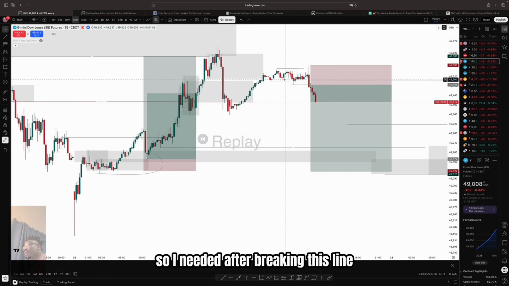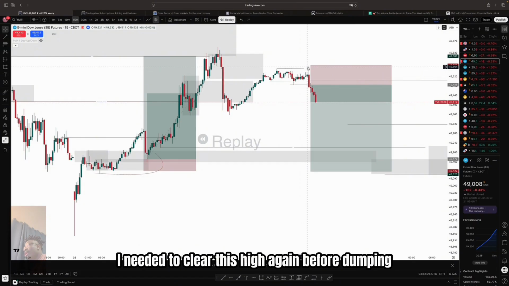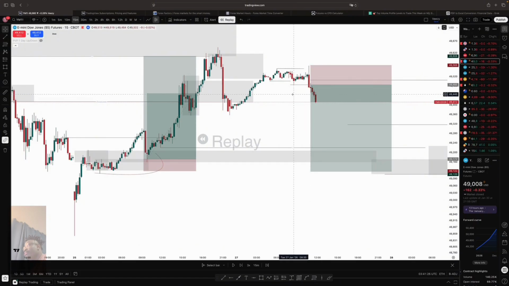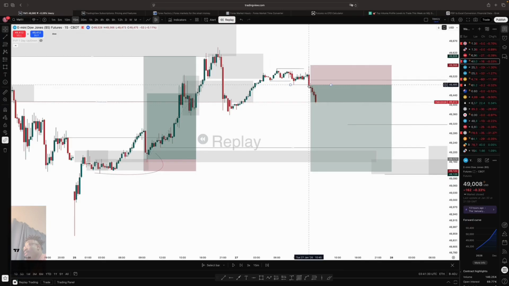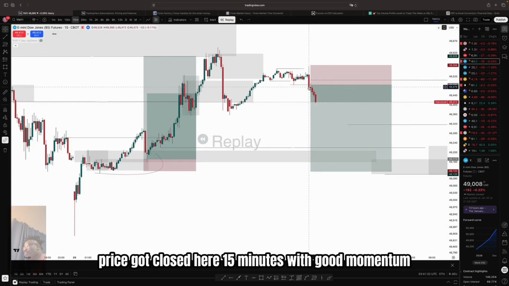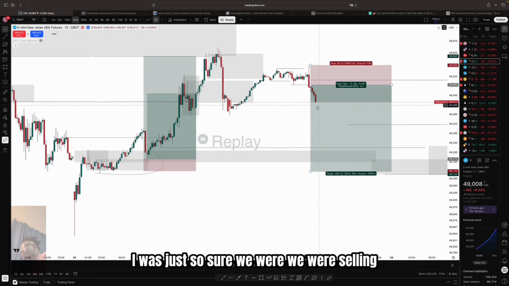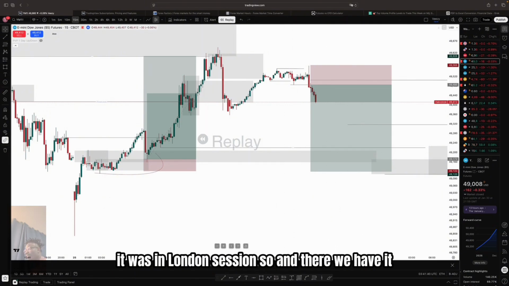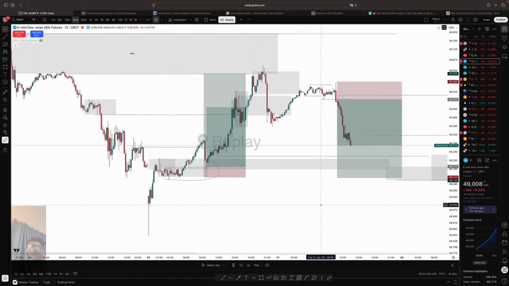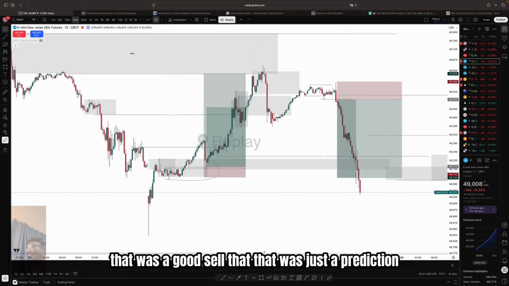So after breaking this line, I needed to clear this high again before dumping, and that was what happened. So I had the sell stop just here. Immediately price got close here, 15 minutes with good momentum. I was just so sure we were selling, coupled with the fact that it was in London session. And there we have it. That was a good sell.